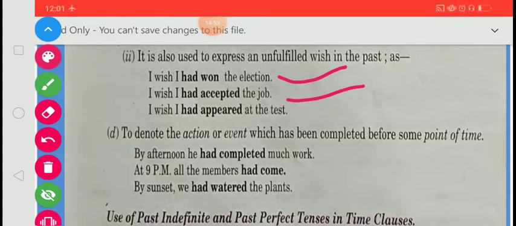I wish I had accepted the job. It means the subject hadn't accepted the job. I wish I had appeared in the test. So all these are unfulfilled wishes in the past. Okay.